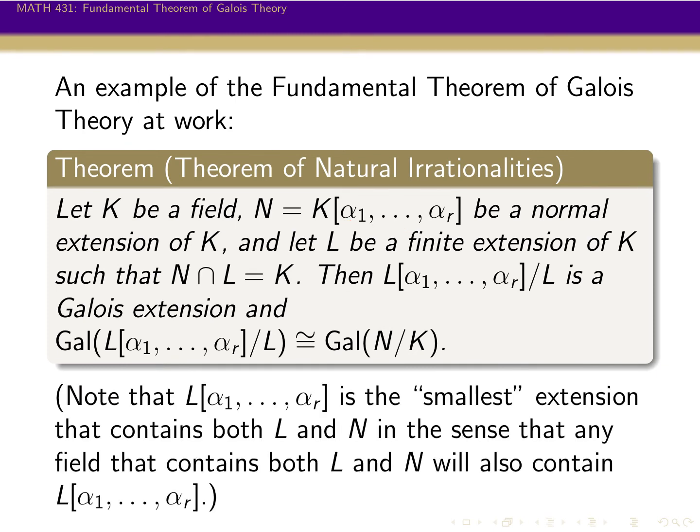So where is this coming from? Well, this L adjoin alpha 1 through alpha r is the smallest extension that contains both L and N. And in the literature there's a fancy name for it. It's called the compositum of L and N. And it's smallest in the sense that any field that contains both L and N will have to contain this field as well.